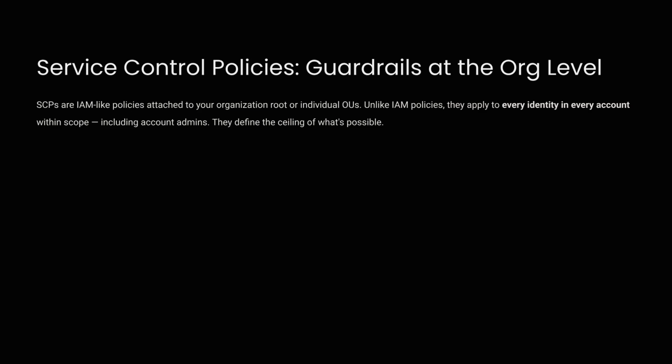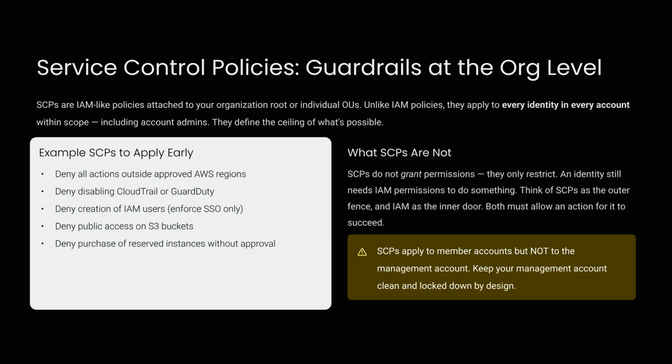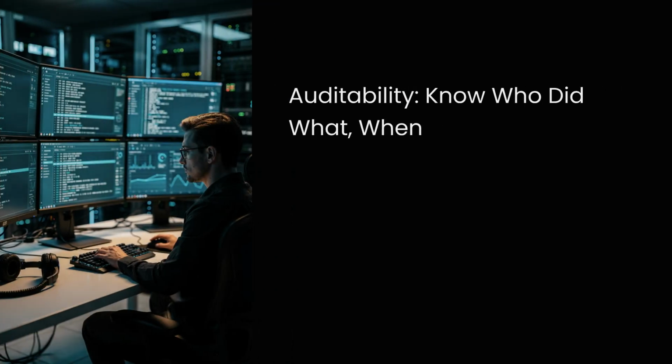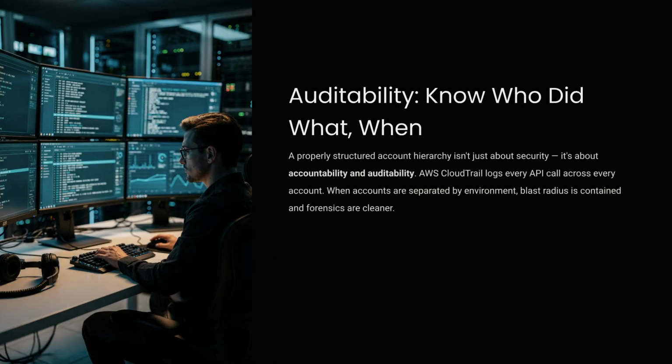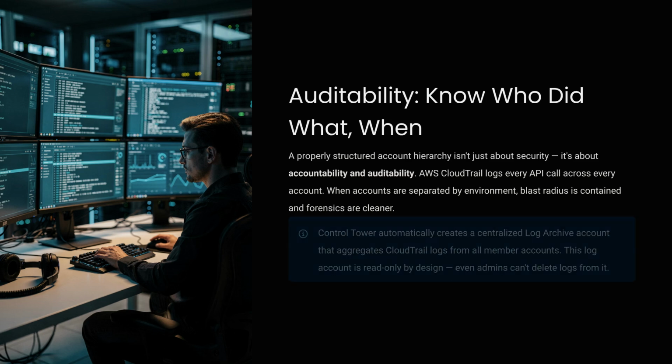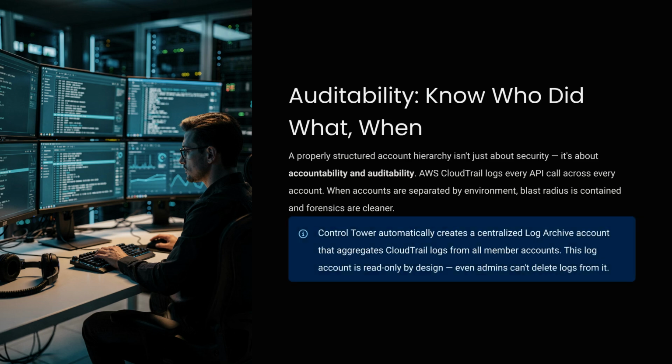Service Control Policies, or SCPs, are organization-level guardrails that apply to every identity in every account, defining the ceiling of what is possible. Examples include denying actions outside approved regions or enforcing SSO by denying IAM user creation. A structured account hierarchy is critical for auditability and accountability. CloudTrail logs every API call. Control Tower ensures auditability by automatically creating a centralized, read-only log archive account that aggregates logs from all member accounts.